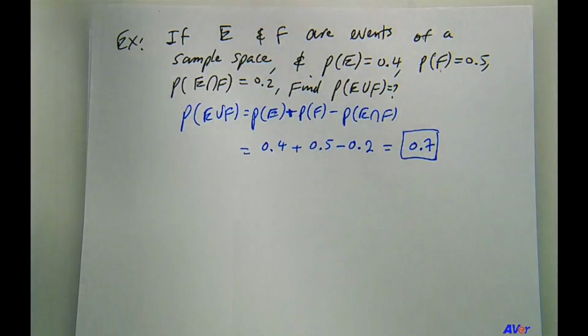Again, probability values should be between 0 and 1. If you end up with values that are outside of that range in your calculations, then you should review your steps to see where you may have miscalculated something. Okay?